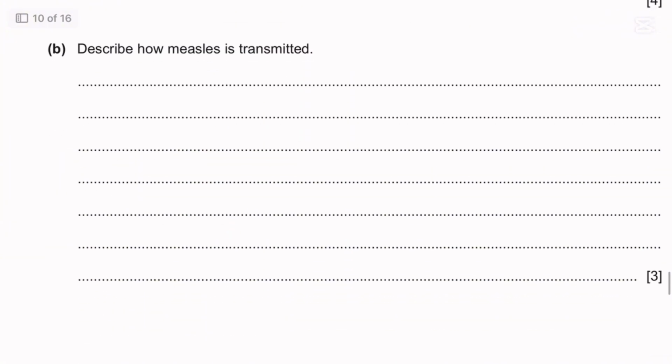And then describe how measles is transmitted. Okay, measles is transmitted basically through, it's an airborne infection just like tuberculosis, and I think measles is no longer part of your syllabus. I just think that you still should know a basic method of transmission. So it is airborne, just like how you would talk about tuberculosis, you would talk about measles.